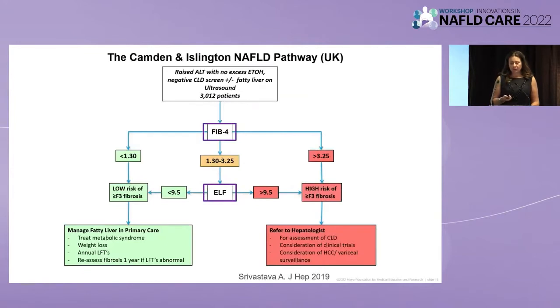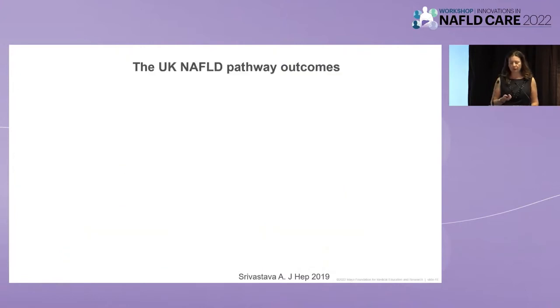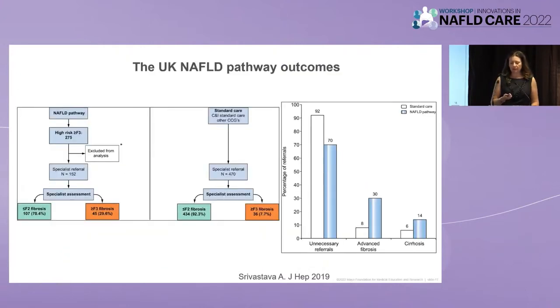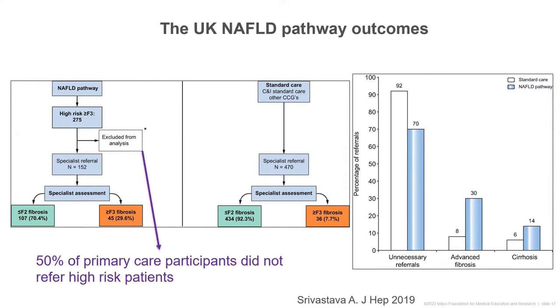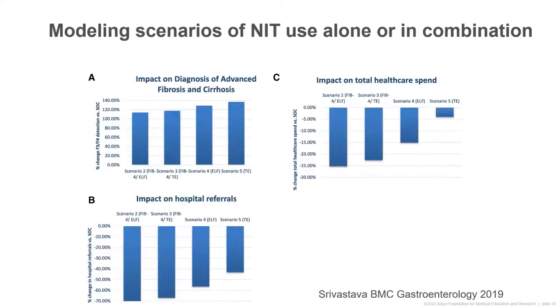We heard from Manolis yesterday, how do these work? So if we do FIB4 followed by ELF, I won't spend too much time on it, but you saw the outcomes. It decreases unnecessary referral. It increases the case finding of advanced fibrosis or cirrhosis. But to me, the most concerning part of this study, which I really liked, was that despite Manolis' heroic efforts to engage the primary care physicians, he met with them, he talked to them, they were okay to get into this effort and participate, and yet half of them did not refer high-risk patients, which is very, very telling.